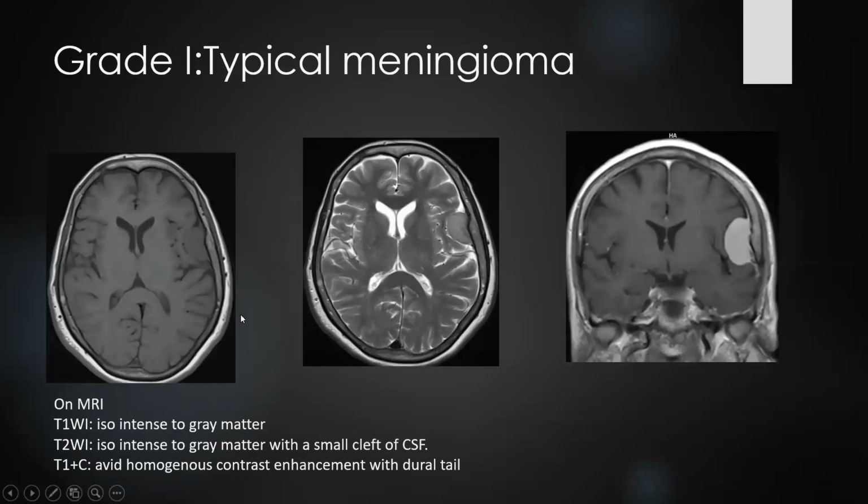On MRI, here in T1 there is an iso-intense lesion, and in T2 also an iso-intense lesion with a small cleft of CSF. On post-contrast, it has a homogeneous enhancement with a dural tail.